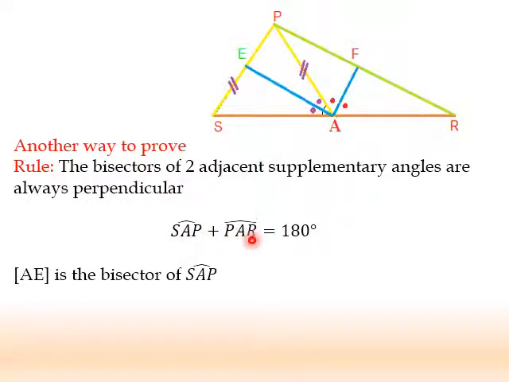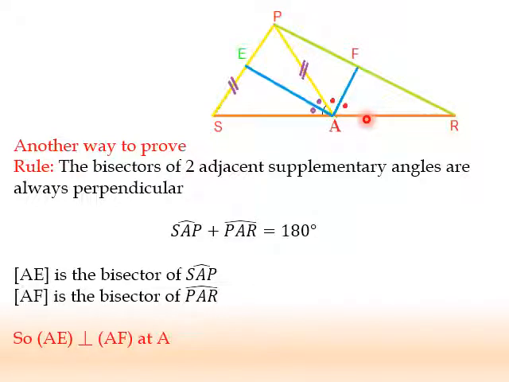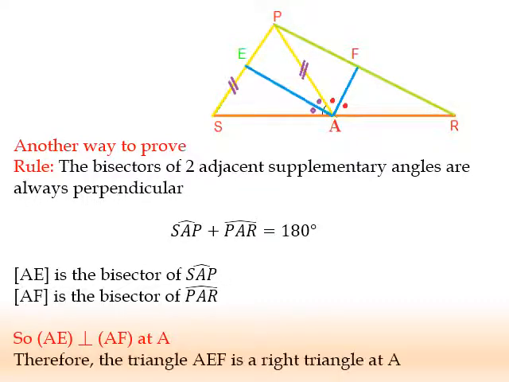And what's the bisector of the second angle, PAR? AF is the bisector of PAR. So AE is perpendicular to AF at A. Then I can say that EAF is right at A. Okay, both methods are correct. You can choose the one that you prefer.